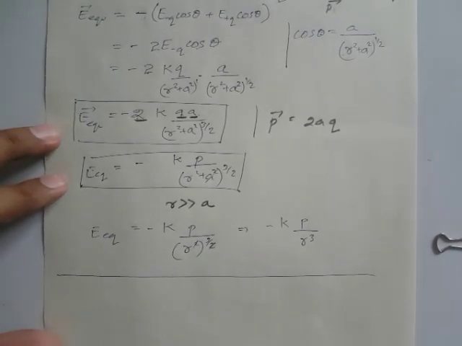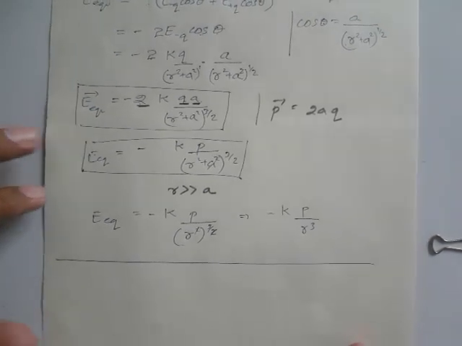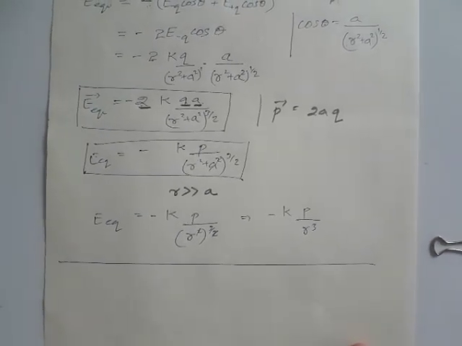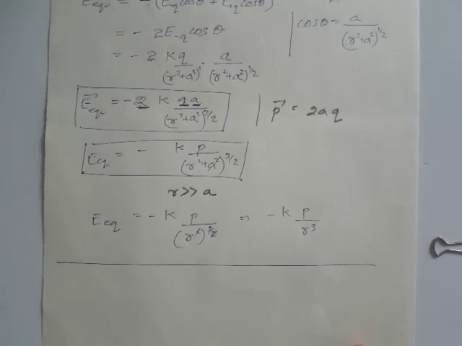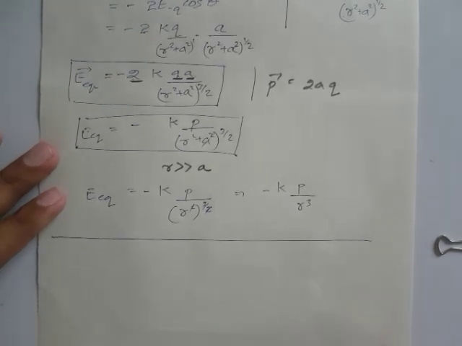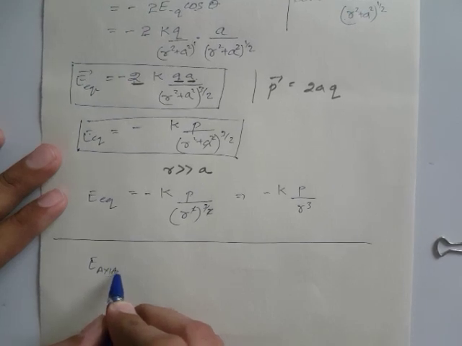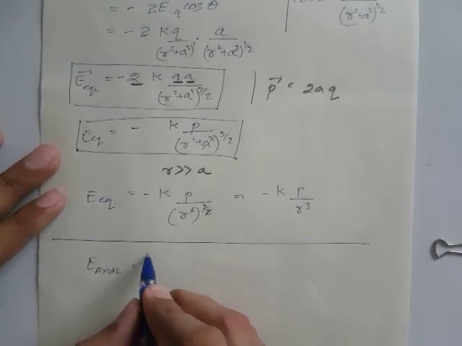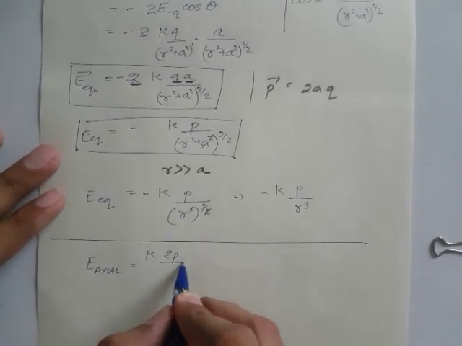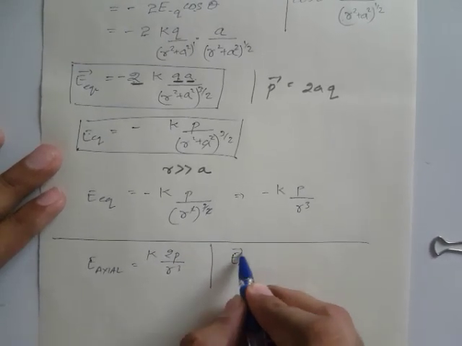Now if someone asks about the comparison between the magnitude of electric field of axial and equatorial: we have studied the axial electrical field, and what we get is the value K 2P upon R cube. Now we will get E equatorial.